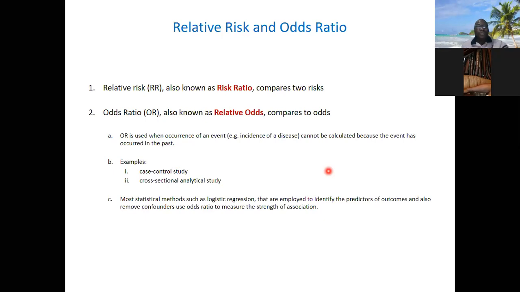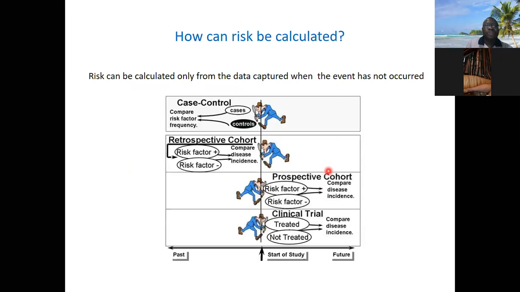I think this slide will throw more light, because I have talked much about the odds ratio now. Let's talk about the relative risk also. Both of them are depicted here. Risk can be calculated only from data captured when the event has not occurred.